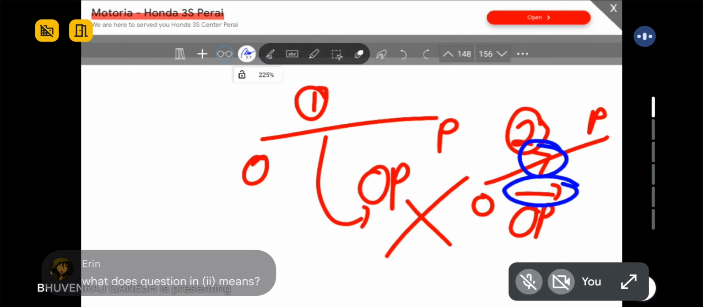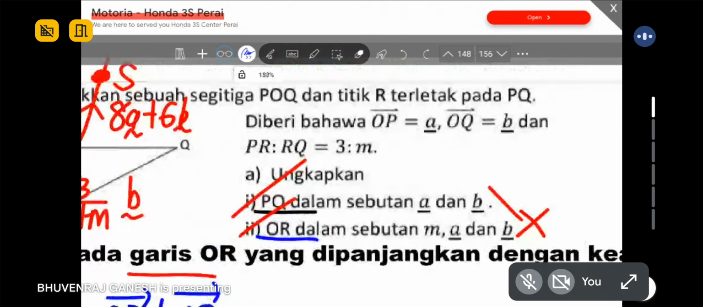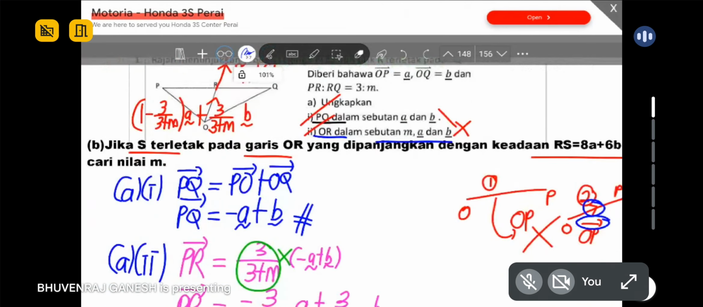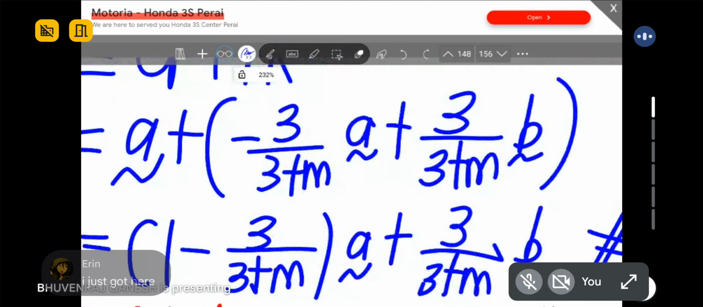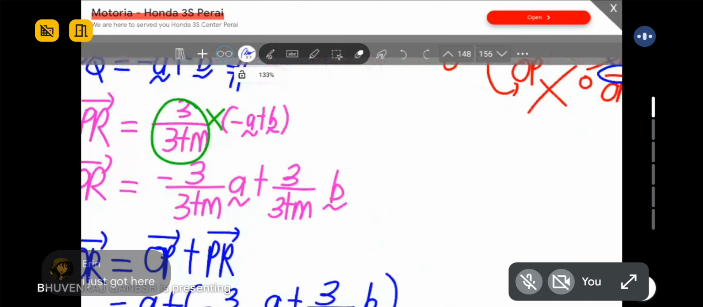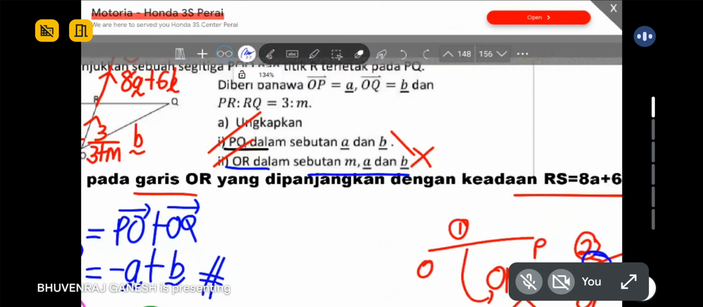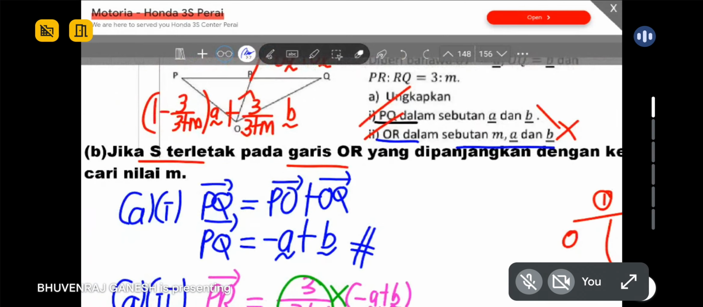Okay? What does question 2 mean? Question 2, they just ask you to express OR in terms of M, A, and B. So you did it already. M, A, B. Okay? Erin, just express OR in terms of A, M, and B. All right? Okay, so now, question B, guys.